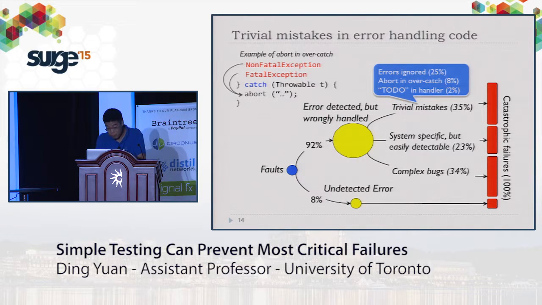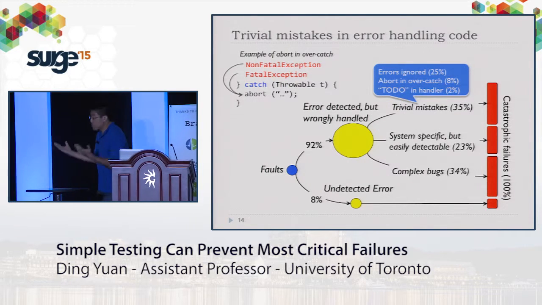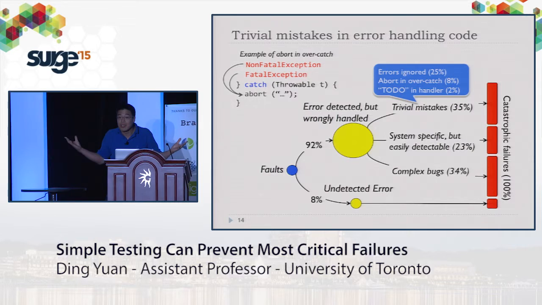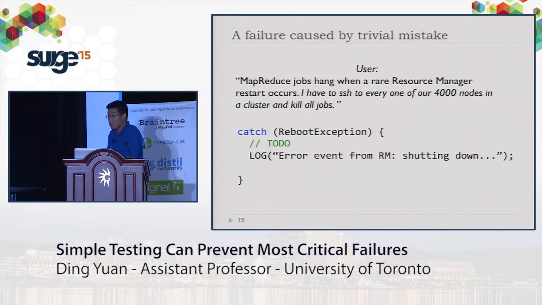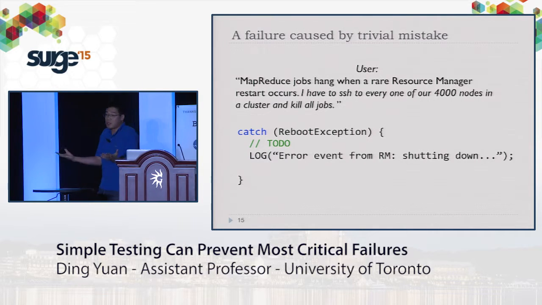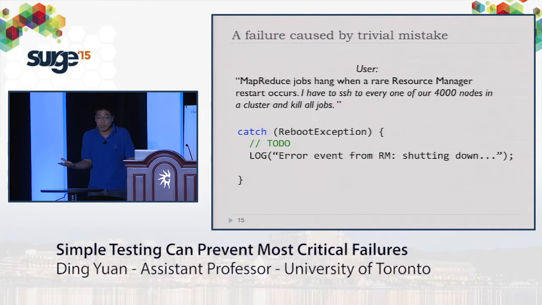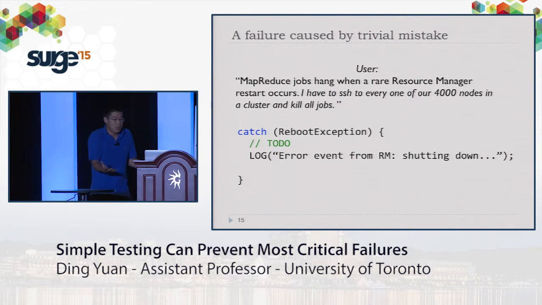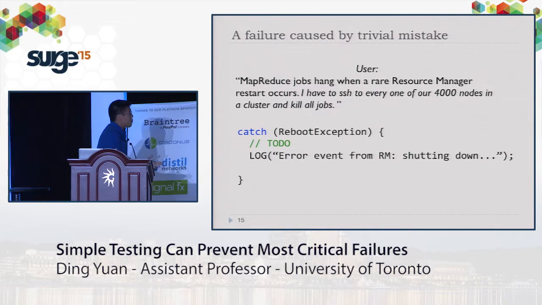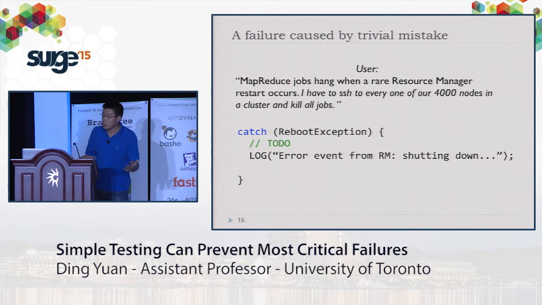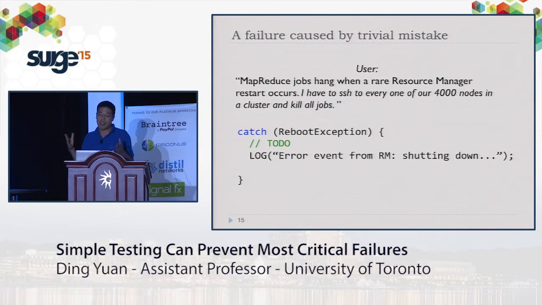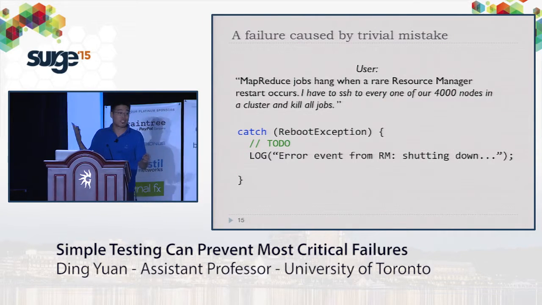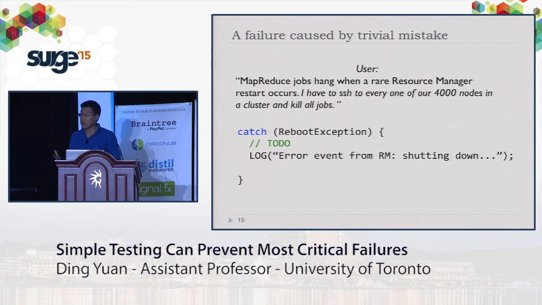Okay. And the last pattern is simply that there's a to-do comment in your error handling block, such as this one. All right? So again, this is a user-reported failure in Hadoop MapReduce. This angry user says that the MapReduce job hangs when a rare resource manager restart occurred. So he had to SSH into every single node in his 4,000 node cluster to kill the job.